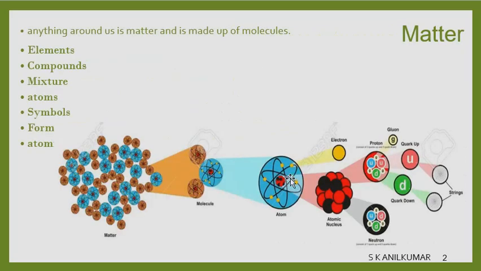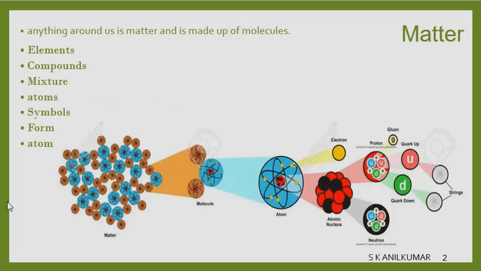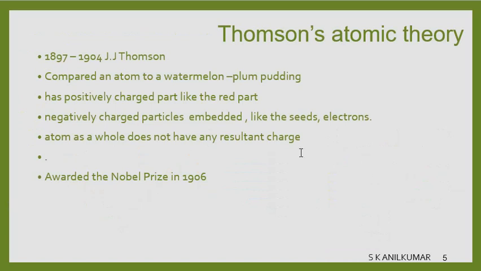So this is what he said. You have a positively charged part, and then you have a negatively charged part embedded here and there. Dalton also said very small particle, indivisible, spherical in shape, right? This is what he said. What did Thomson say? Thomson said that like seeds, electrons are embedded on a positively charged part.